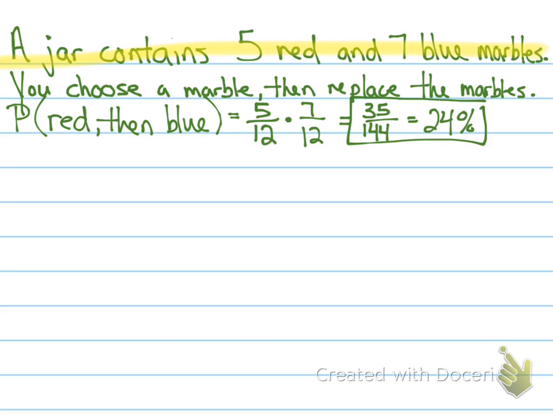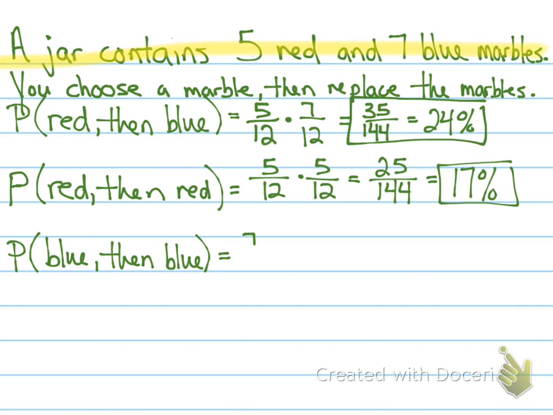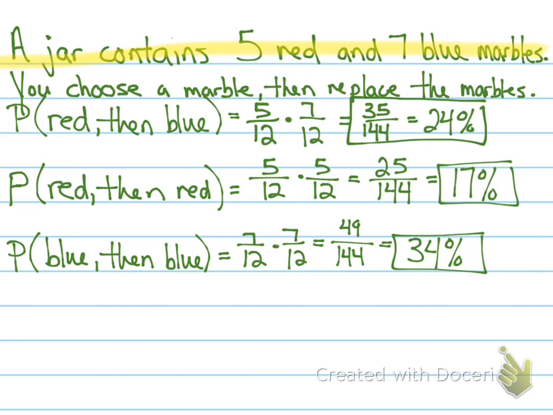All right, now let's look at some more probabilities. The probability of red, then red, and the probability of blue, then blue. Go ahead and find the probability of each and then multiply them together. What's the probability for red? And then what's the probability that I get another red? 5 over 12 again, because I put it back, so the probability would still be the same, independent. That's going to be 17%. And then blue is going to be about 34%.